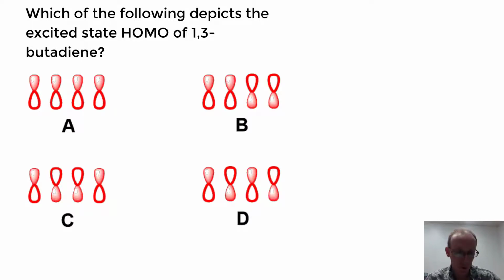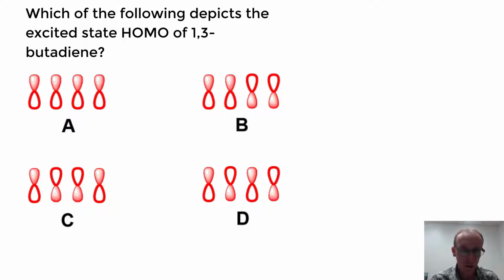Okay, so these multiple choice questions are about electrocyclic reactions and sigmatropic rearrangements. First one, starting off fairly simple. What is the excited state HOMO of 1,3-butadiene?